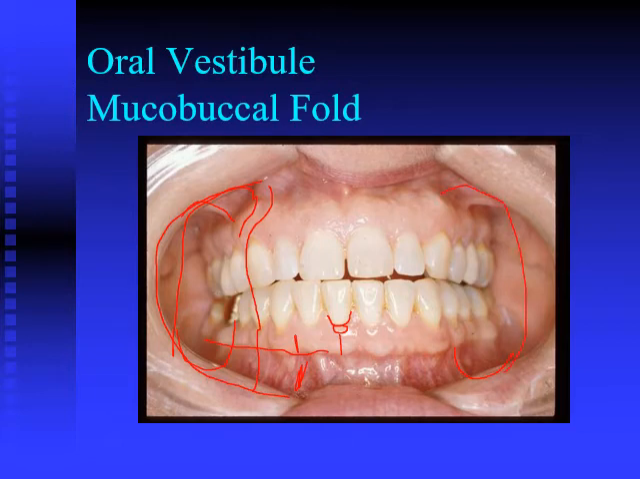So the oral vestibule is that area that's outlined by the cheek, the internal portions of the cheek, and the outer portions, then, of course, of the alveolus and the enamel and the buccal surfaces of the teeth.